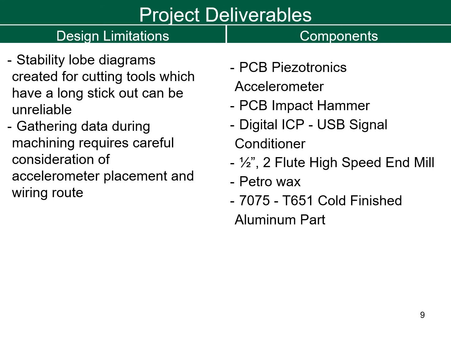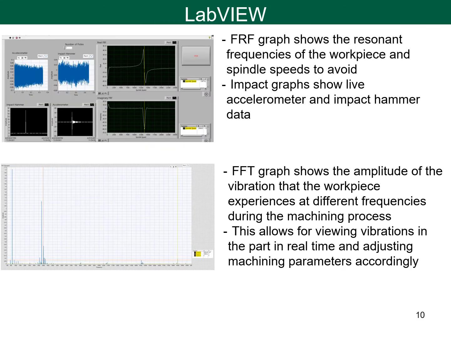Components: accelerometer, impact hammer, signal conditioner, high-speed end mill, petrowax, and part. The LabVIEW FRF graph displays the resonant frequencies of the workpiece along with the corresponding spindle speeds of each. A machinist can use this data to find spindle speeds that must be avoided.